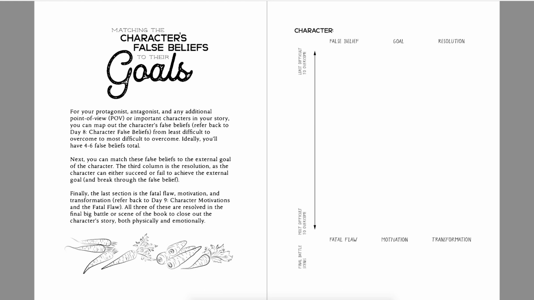This is just kind of how it is. So the fatal flaw is like the final boss before the transformation. So you'll do the false beliefs and then the fatal flaw at the bottom of this column.